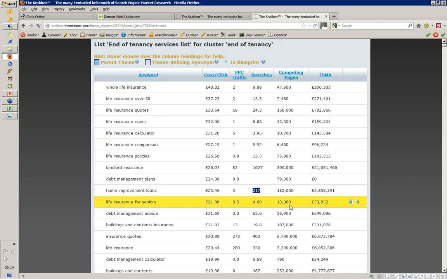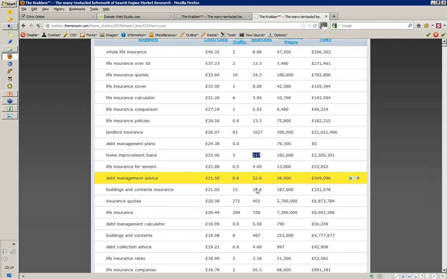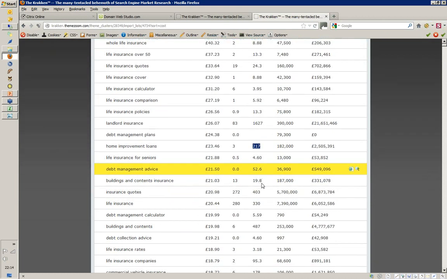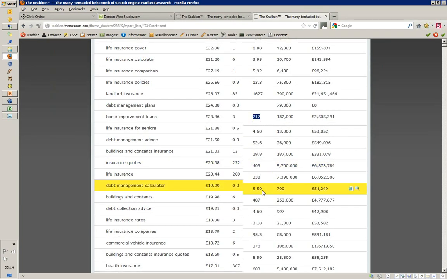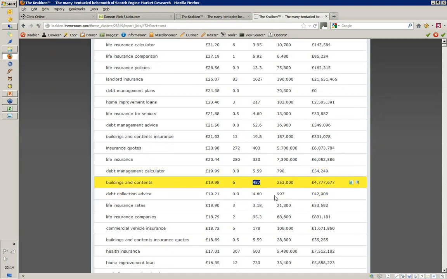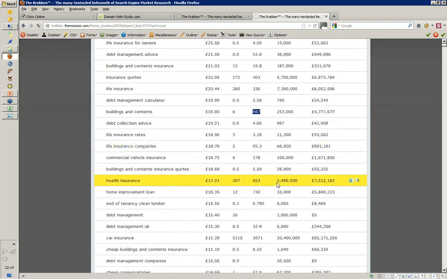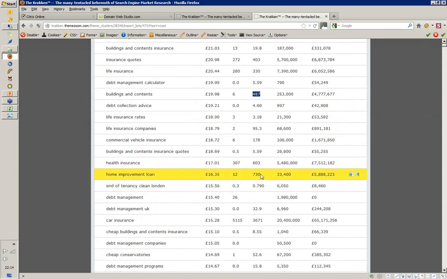As we move down, all I'm doing is looking at cost, traffic, and competing pages. And I'm looking for things that have got insurance quotes. That's a good one there. Moving down, building and contents insurance. It's not competitive at all. I'm definitely working in the wrong country. Home improvement loan. Can you see what I'm talking about here, guys?